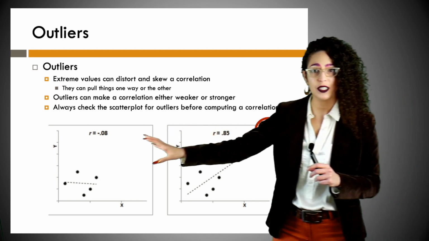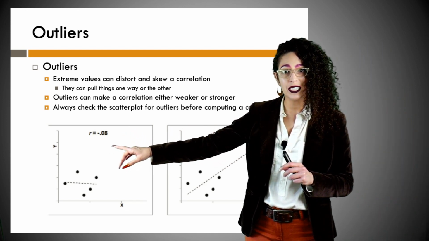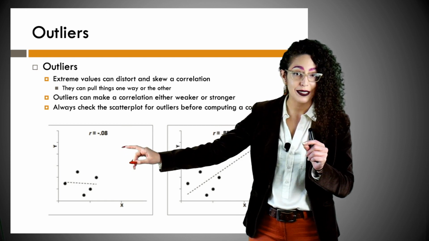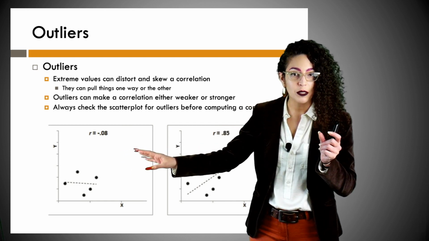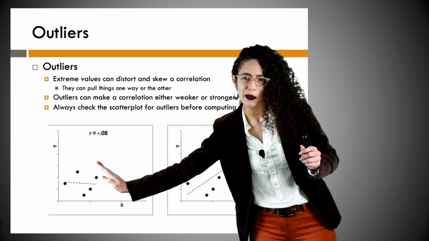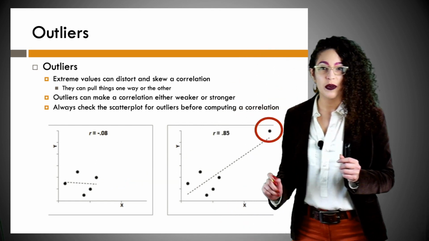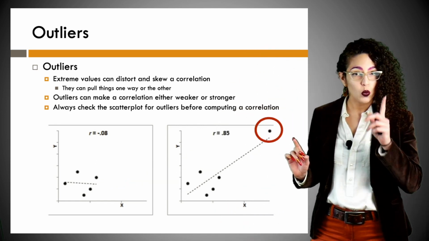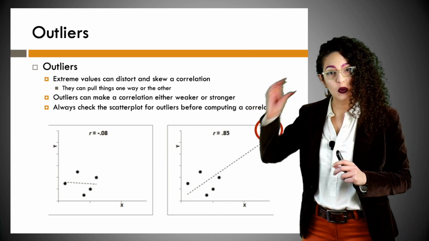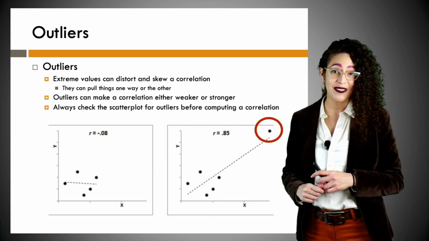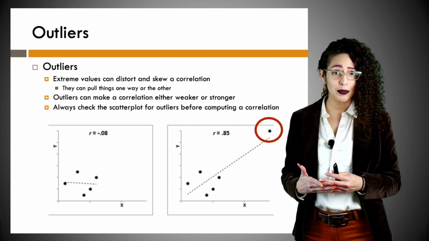So notice in this first pane over here, we have a correlation of negative 0.08, so almost 0. Incredibly small, and it's slightly negative, just a little bit. Now, if we add in this one data point, all of a sudden, we have a correlation of 0.85, positive, and 0.85 is pretty strong.